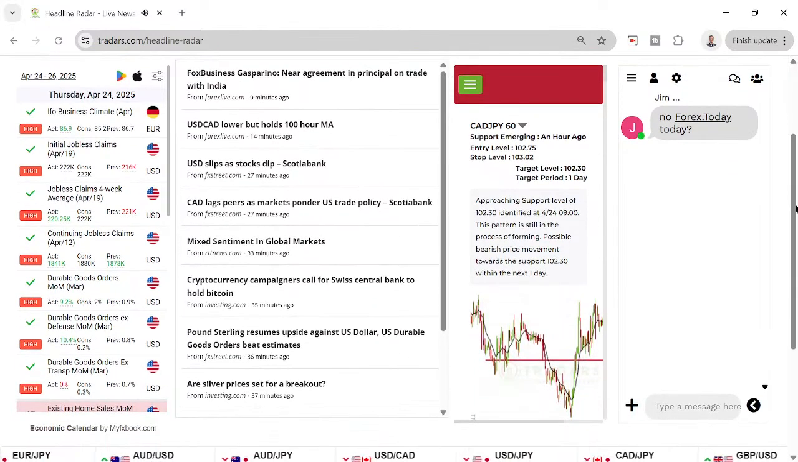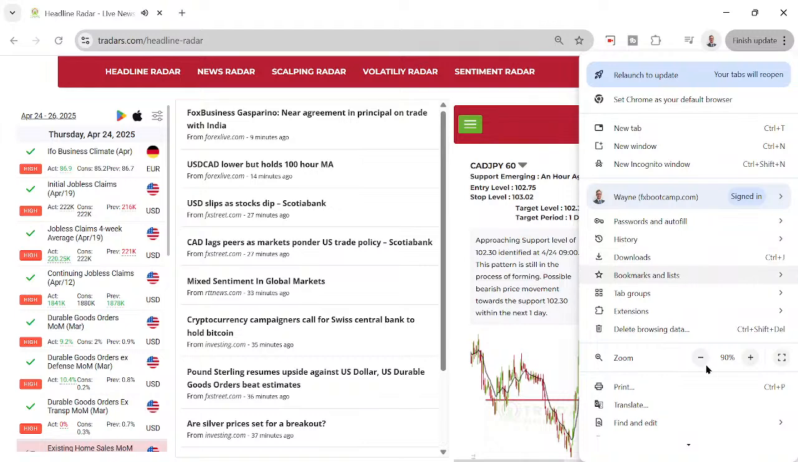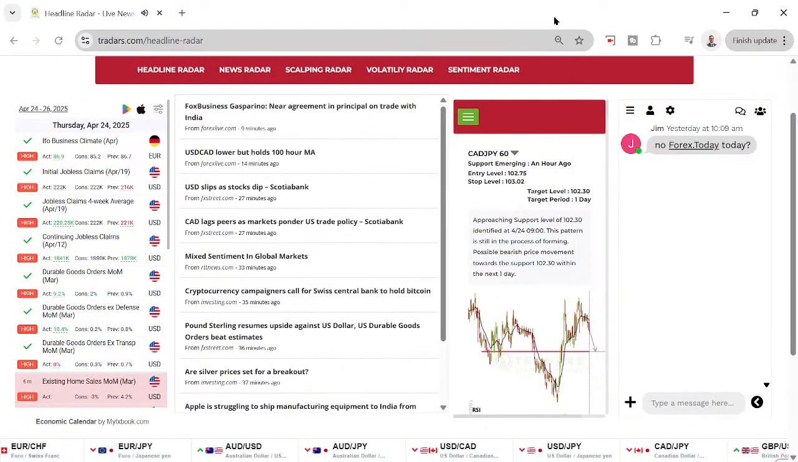There we go. Fox Business Gasparino, near agreement in principle on trade with India. U.S. dollar Canadian dollar lower, but holds a 100-hour MA. U.S. dollar slips as stocks dip. Scotiabank: Canadian dollar lags peers as markets ponder U.S. trade policy. Scotiabank: mixed sentiment in global markets. Cryptocurrency campaigners call for Swiss central bank to hold Bitcoin. Pound sterling resumes upside against U.S. dollar. U.S. durable goods orders beat estimates. Are silver prices set for a breakout? Apple is struggling to ship manufacturing equipment to India from China. Euro: U.S. dollar recovers as U.S. dollar retreats, despite de-escalation in U.S.-China trade war. All right, so there's a little headline update.